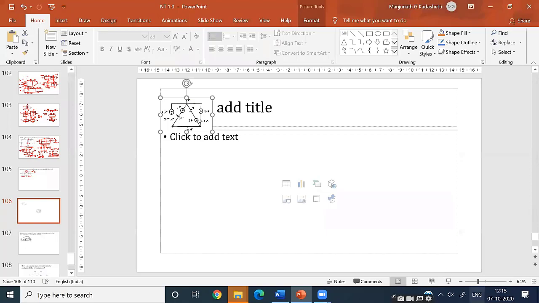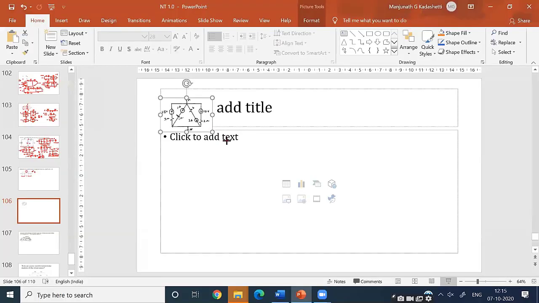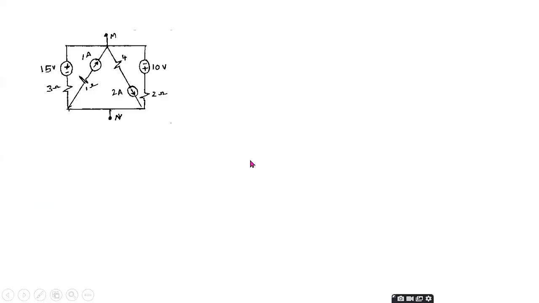The voltage between the node M and N should be calculated here. Okay, here the 1 ohm resistance is connected in series with the current source, and the 4 ohm resistance is also connected in series with the current source. If this is the case, these resistors should be neglected because it is the ideal current source.